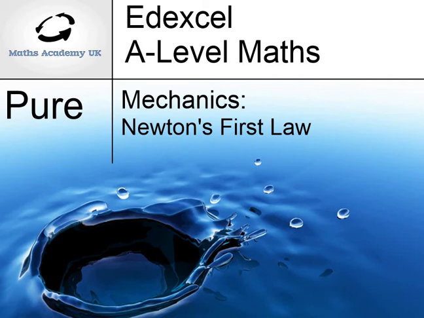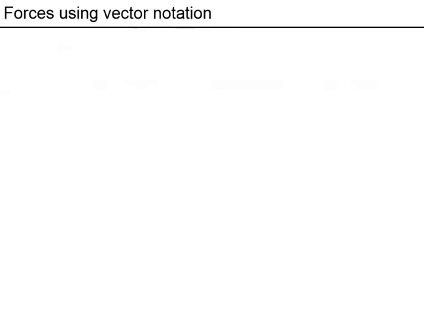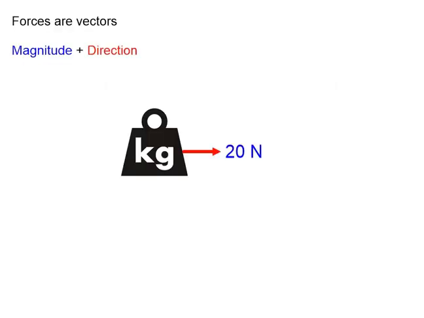Newton's first law using vector notation. So far we've seen forces on diagrams represented by their magnitude, so we've got a 20 newton force here, and the direction is given by this arrow.